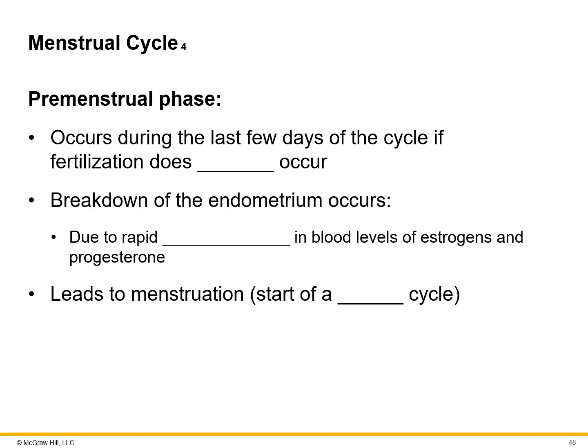And then we have the premenstrual phase. This is going to occur during the last few days of the cycle if fertilization does not occur. So this is when we have the breakdown of the endometrium. It's going to be due to a rapid decrease in blood levels of estrogen and progesterone. And this is going to lead to menstruation, or vaginal bleeding, which is going to be the start of a new cycle.